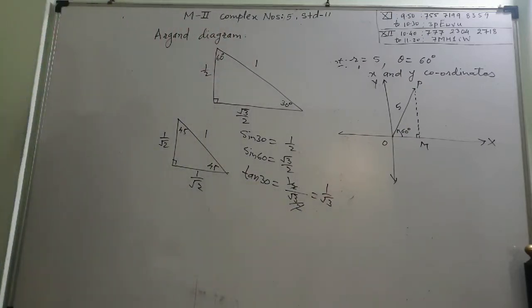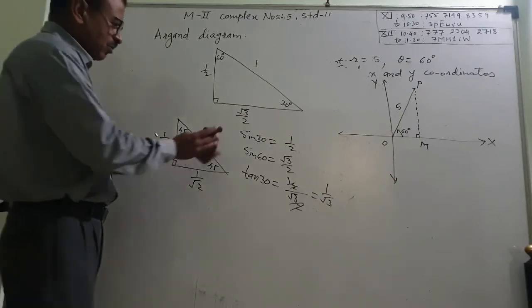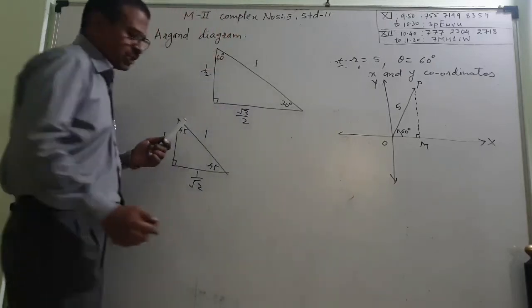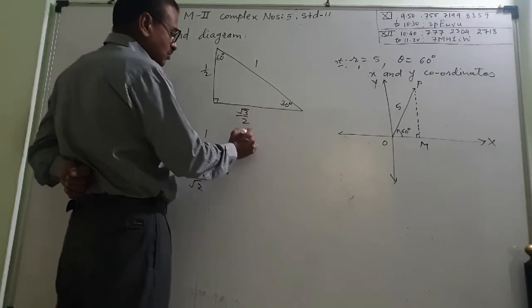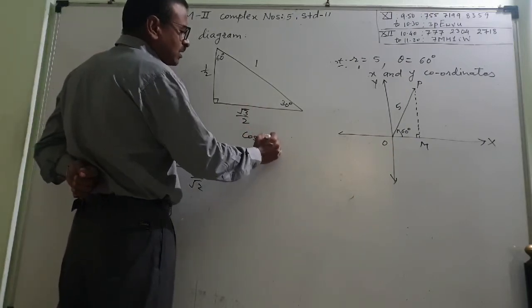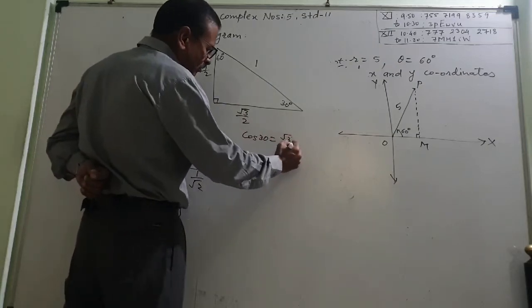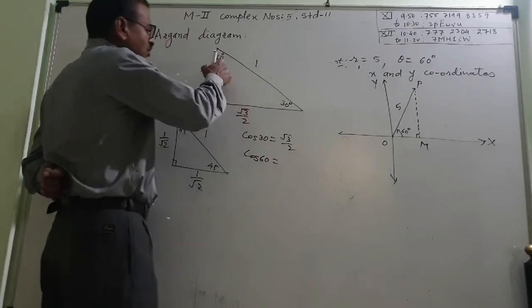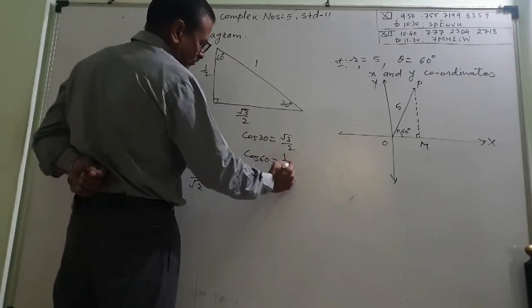Now you will find it very difficult, but always try to remember this. Now this is all over regarding 30. Now I will go for 60. So now cos of 30. Cos यानी क्या? बाजू वाली. Who is बाजू वाली? Root 3 upon 2. Cos of 60. 60 के बाजू में ये तो हाइपोटेनस है, बाजू में ये है हाफ.